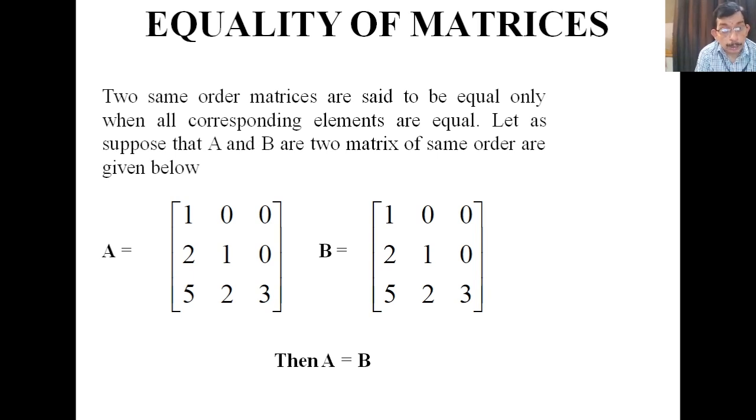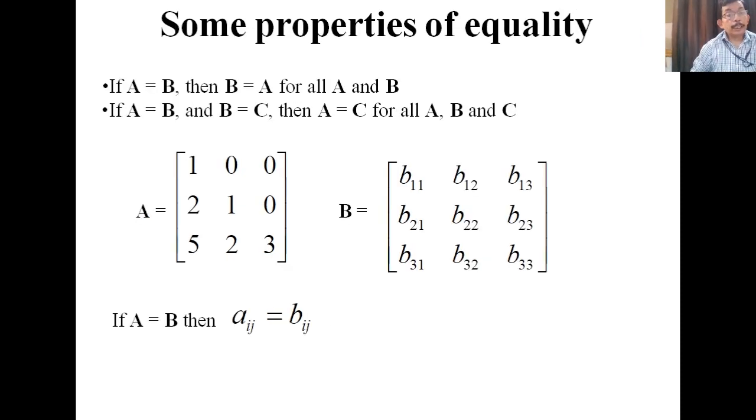In the last row, matrix A has the elements 5 2 3 and matrix B has the elements 5 2 3. So the elements of matrix A and B are equal in the same positions, so this type of matrix is equal matrices. Then A equals B. Some property of equality: if A and B are equal, then B is also equal to A. Is it clear? If A equals B, then B also equals A.